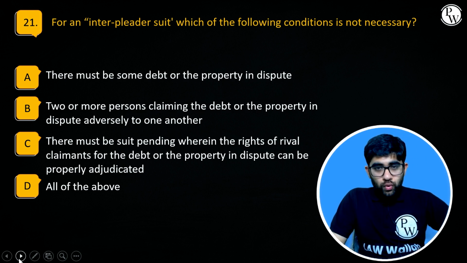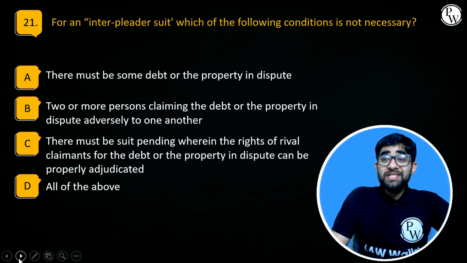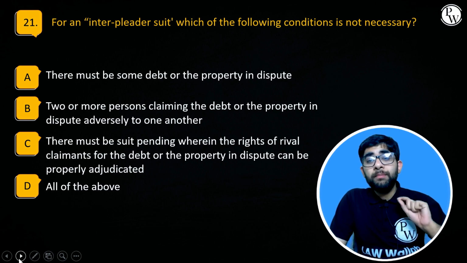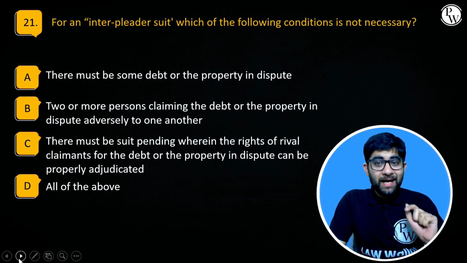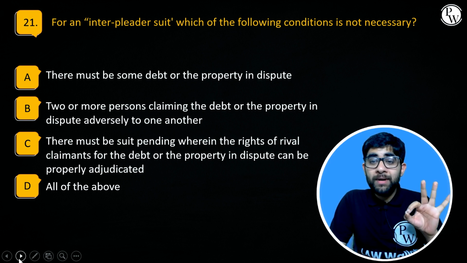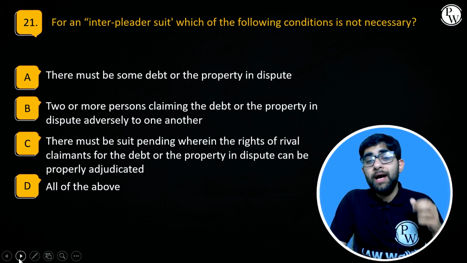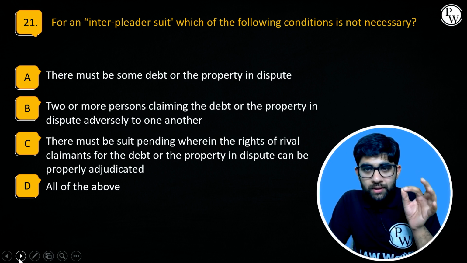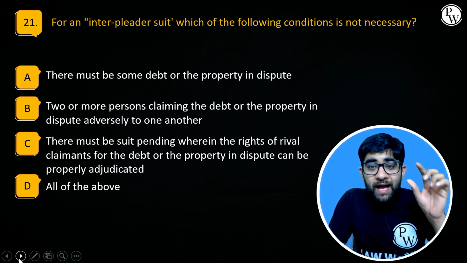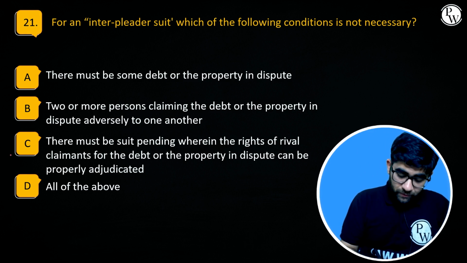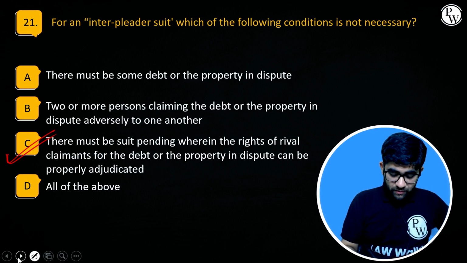Now, for an interpleader suit, which of the following conditions is not necessary? There must be some debt or property in dispute; two or more persons claiming the debt or property in dispute adversely to one another; there must be a suit pending wherein the rights of rival claimants for the debt or property in dispute can be properly adjudicated; and all of the above. So the answer is C.